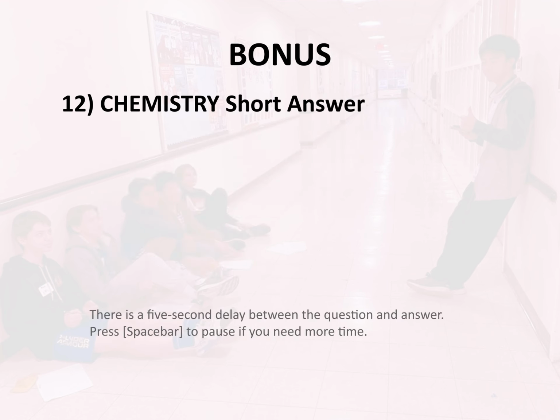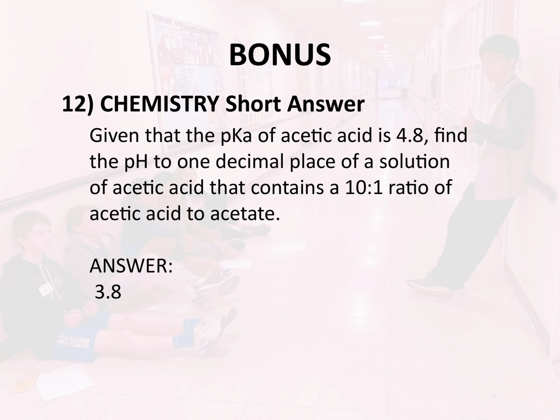Bonus 12. Chemistry. Short answer. Given that the pKa of acetic acid is 4.8, find the pH to 1 decimal place of a solution of acetic acid that contains a 10:1 ratio of acetic acid to acetate. Answer: 3.8.